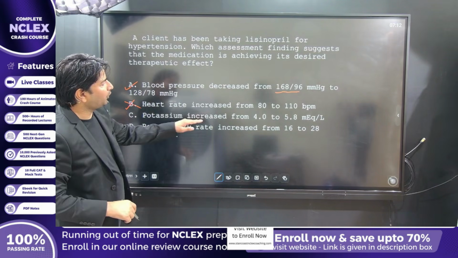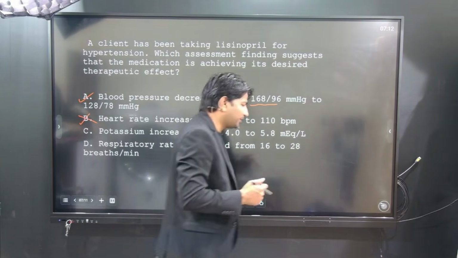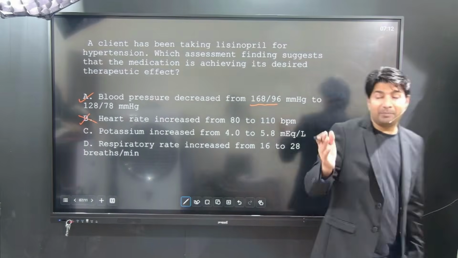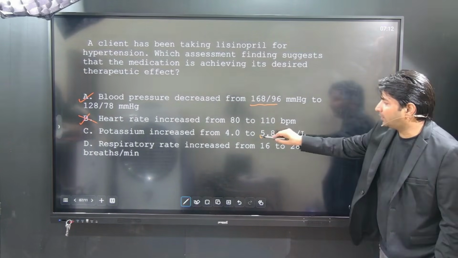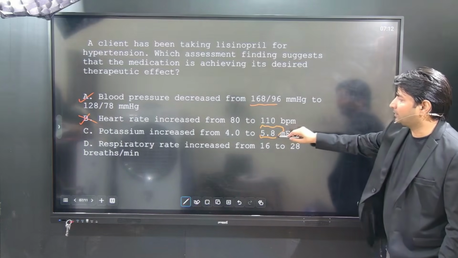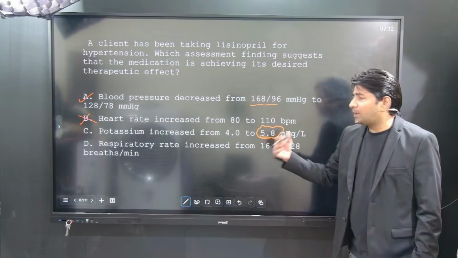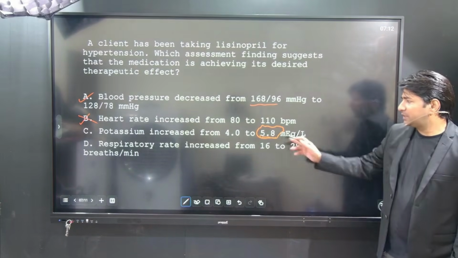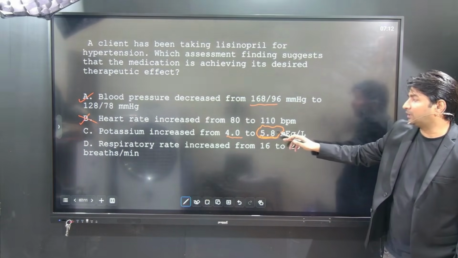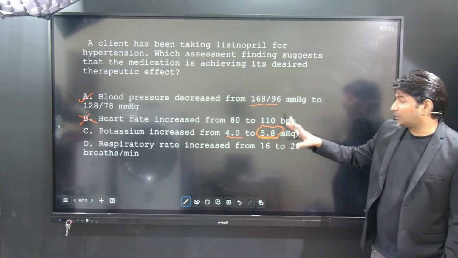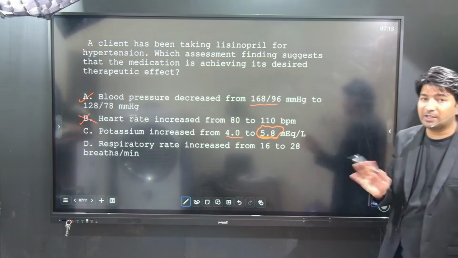Potassium rose from 4 to 5.8 milliequivalents. We know that Lisinopril is an ACE inhibitor, and when we give an ACE inhibitor to a patient, it increases potassium retention. But this is too large of an increase in potassium. This is a case of severe hyperkalemia. This is not the effect we're looking for. Mild hyperkalemia is a possibility, but it's gone from 4 milliequivalents all the way to 5.8 milliequivalents. This indicates toxicity. Or rather, we can say it's severe hyperkalemia. This is not the desired outcome.